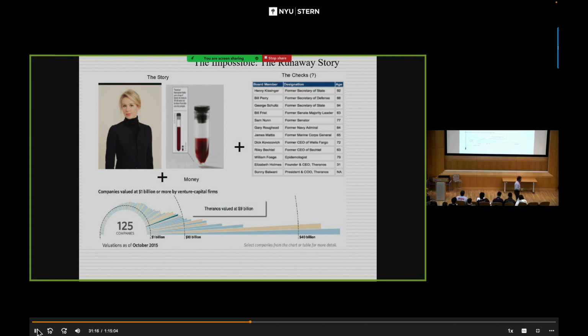And overseeing all of this was a board of directors, which when I first looked, I wasn't sure whether this was a CIA front that I was looking at or a blood testing company. What's Henry Kissinger doing in a blood testing company? Talking about the Iron Curtain and how much blood is behind or in front of the curtain? I don't know. But take a look at the last column. You got Henry Kissinger at 92. You got Bill Perry 88. George Shultz at 94. There's a pattern here, right?